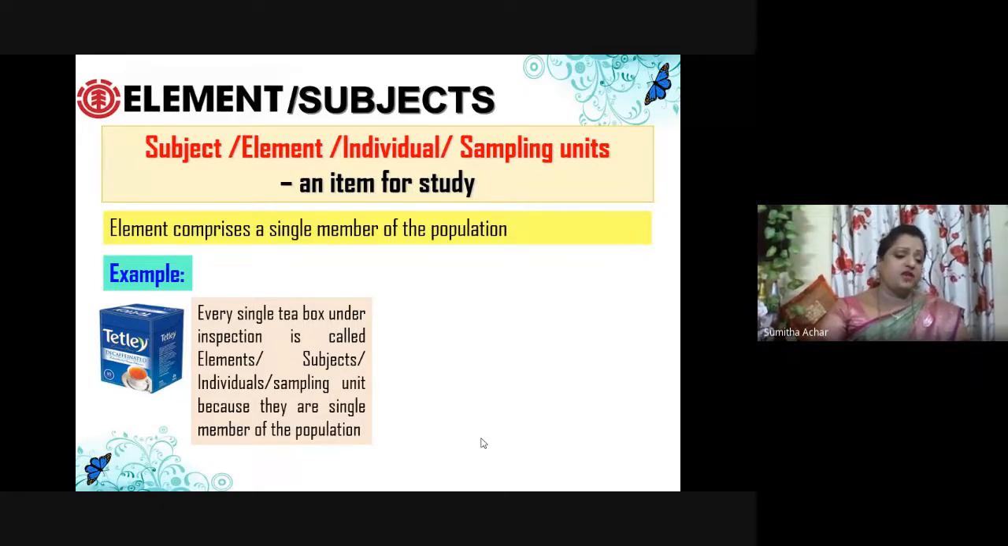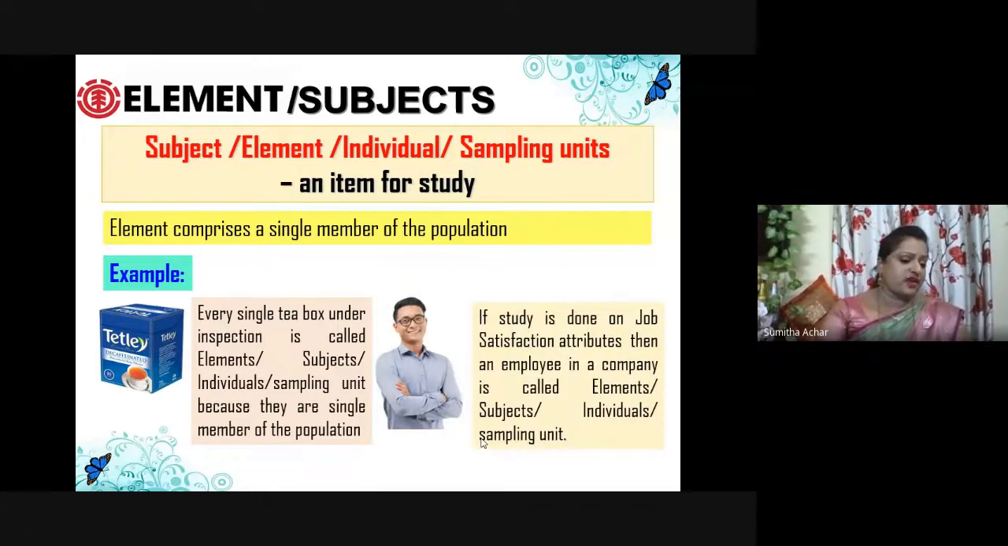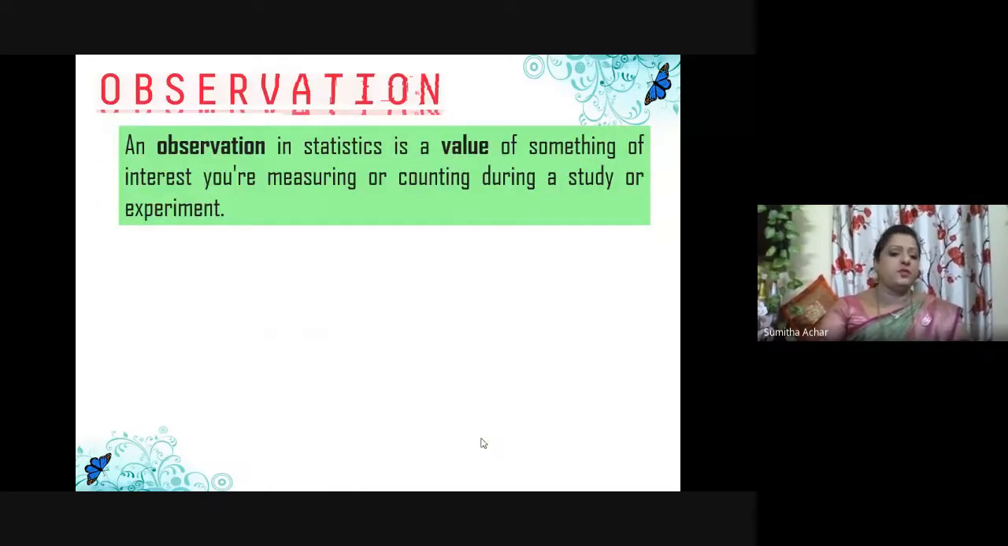So in my study of industrial production, every single Tetley tea box is nothing but an element. And if I'm talking about a job satisfaction variable of St. Aloysius College employees, then every single faculty member is an element, right? The next is observation. What is observation?